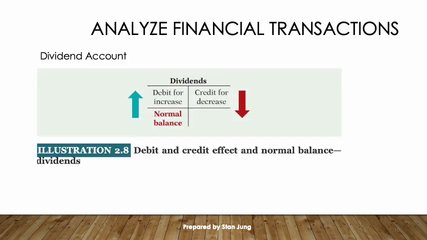Now let's take a look at the dividend account. Remember that dividends or withdrawals are funds that the owners take out of the corporation. So you can imagine that the normal balance for the dividend account is the opposite of the equity and retained earnings accounts. We're going to show increases in the dividend account with a debit entry, and therefore it has a normal balance of a debit balance. And we're going to show decreases in the dividend account with a credit entry.